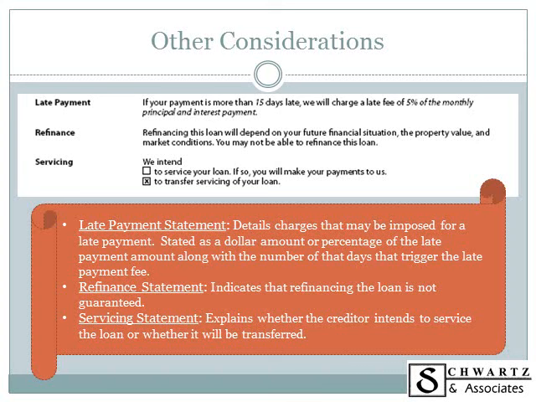And here we have the next 3 items. The first is a late payment statement detailing any charges that may be imposed for a late payment on the property, either stated as a dollar amount or a percentage of the late payment, along with the number of days that trigger that late payment fee. There's a refinance statement indicating that refinance of the loan is not guaranteed and will depend on many other factors. And then last, the servicing statement explaining whether or not the creditor intends to service the loan or whether they will transfer it to another servicer.